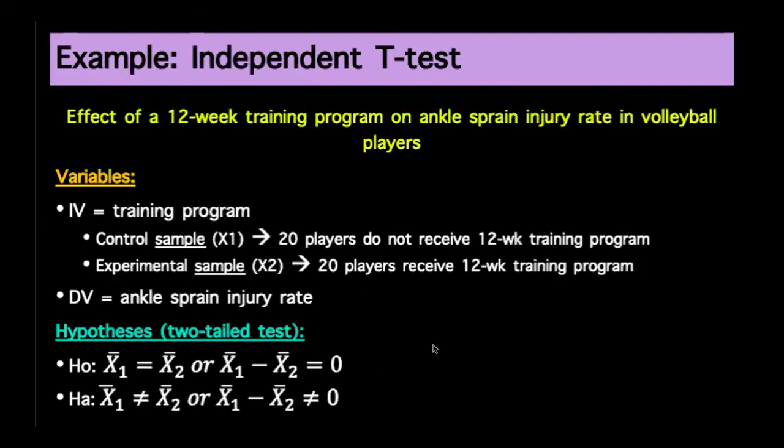We don't care if rates increase or rates decrease. We just want to know, are the means relatively equal to each other, as the null hypothesis would argue, or are they significantly different from each other, which is what your research hypothesis would argue. Okay. Any questions on independent t-tests?